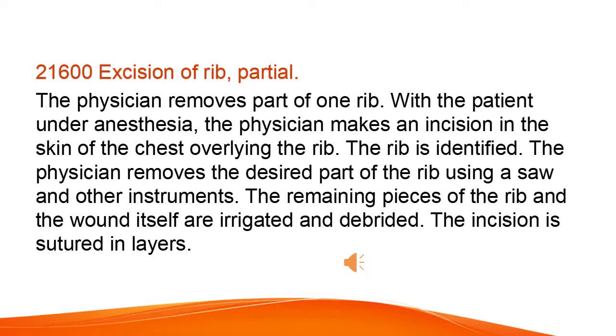Excision of rib, partial. The physician removes part of one rib. With the patient under anesthesia, the physician makes an incision in the skin of the chest overlying the rib. The rib is identified. The physician removes the desired part of the rib using a saw and other instruments. The remaining pieces of the rib and the wound itself are irrigated and debrided. The incision is sutured in layers.